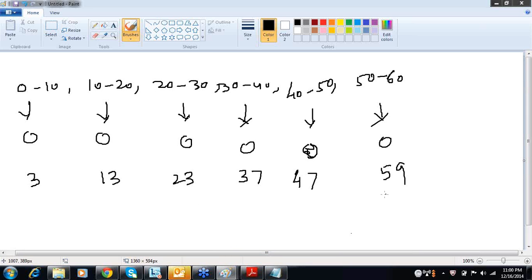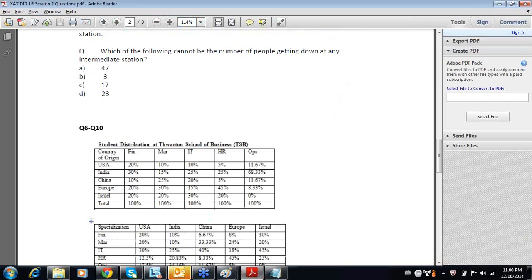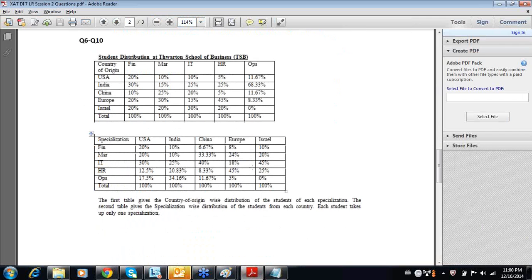Okay, let me move ahead to the next caselet then. So question number 6 to question number 10. I'll give you 5 minutes to solve this. We'll review this question.